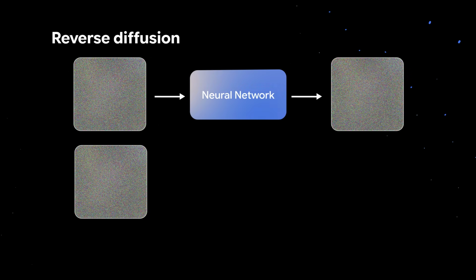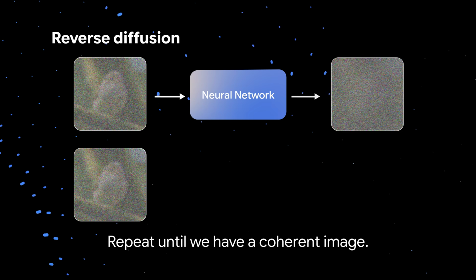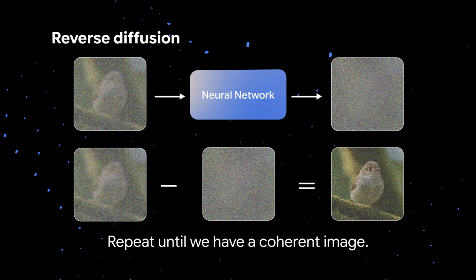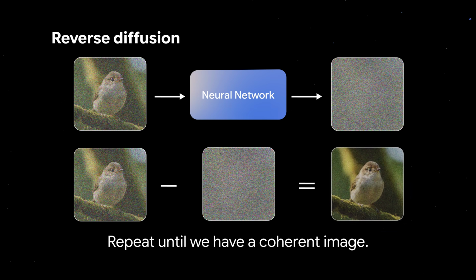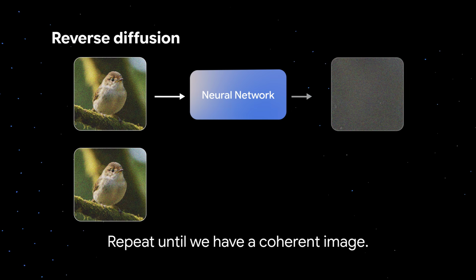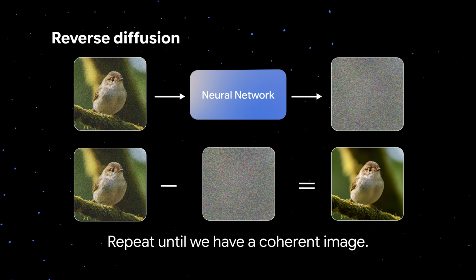Note that during inference, the reverse diffusion process happens over a sequence of steps. We don't just go from noise to a coherent image in one forward pass through the model. Instead, we perform multiple forward passes, each time inputting a progressively less noisy image.